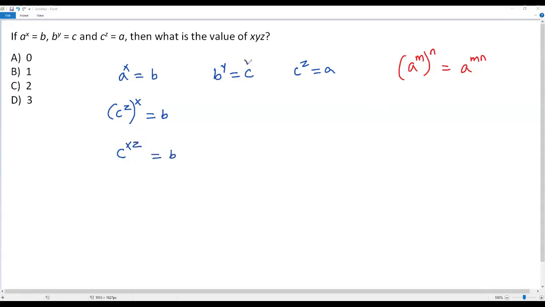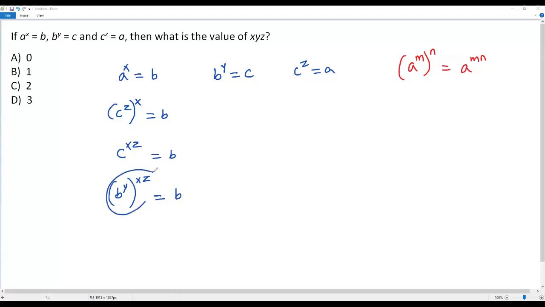Okay, now let me consider the second equation over here. We have b to the y power equals c. Since b to the y power is equal to c, we can plug in this b to the y power for c over here. Then I am getting b to the y power whole to the power of x times z. So for this c, I plugged in this b to the y power. Already we have the exponent x times z that I have written over here as it is, equals b.